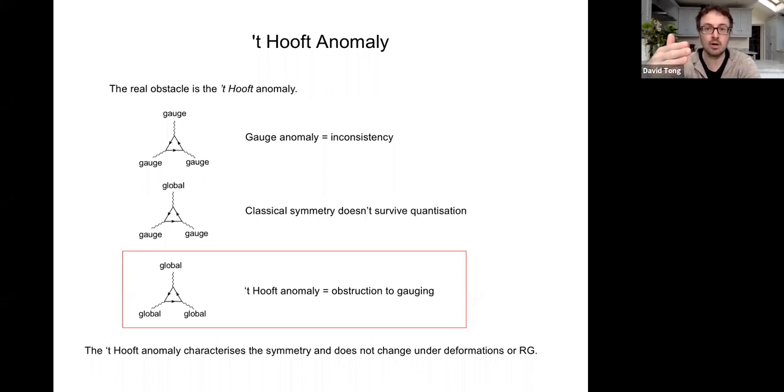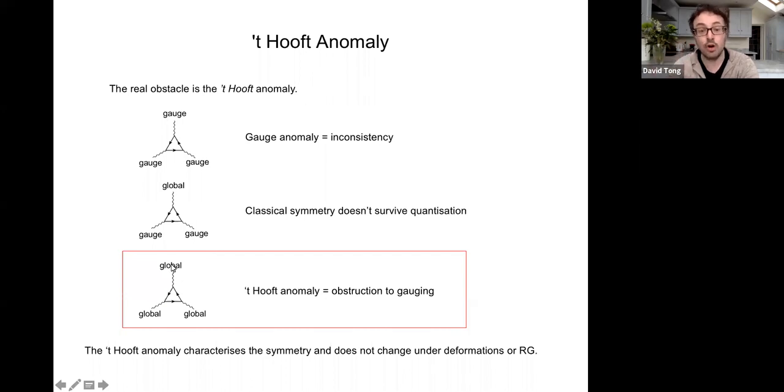So this is, in fact, how we usually describe anomalies when we first teach them in a quantum field theory class. We say that an anomaly is a classical symmetry that doesn't survive the quantization of the theory. After work in recent years, I now think that's a very bad description of what an anomaly is. There's something more basic that underlies an anomaly rather than just not surviving quantization.